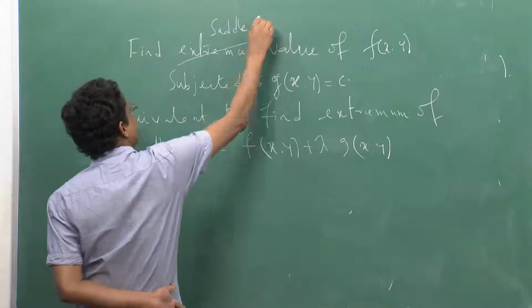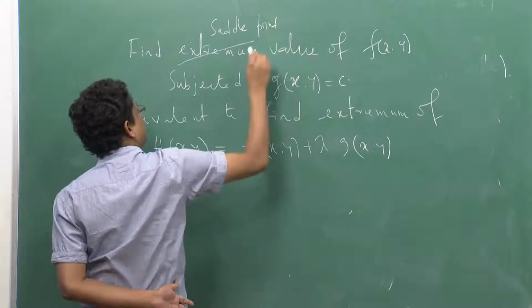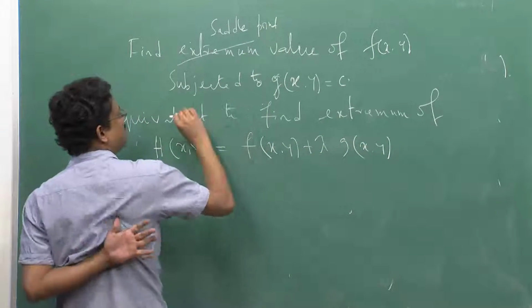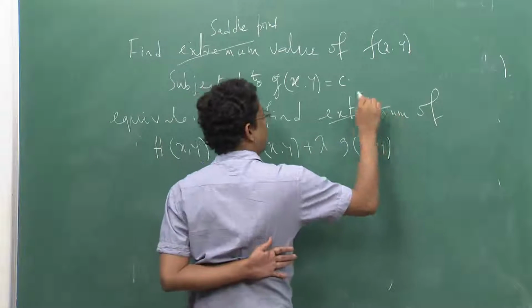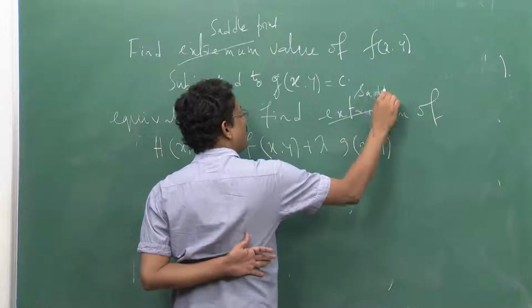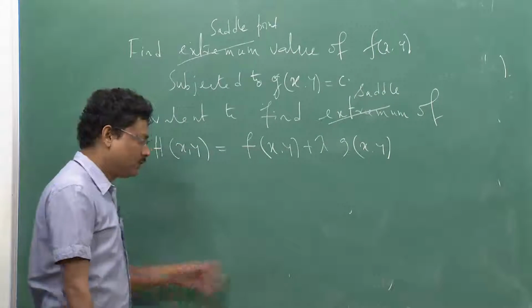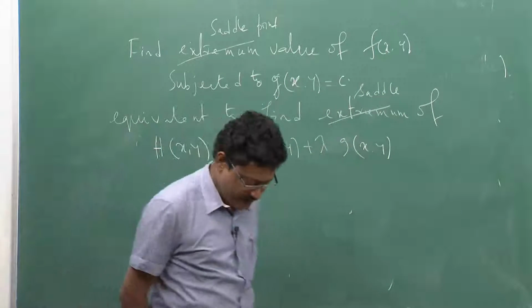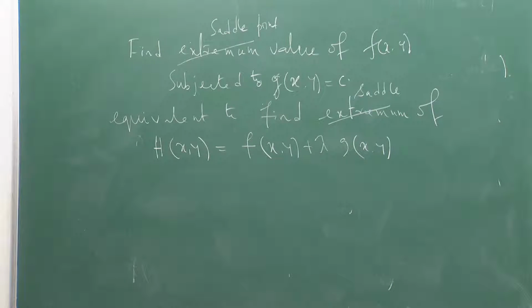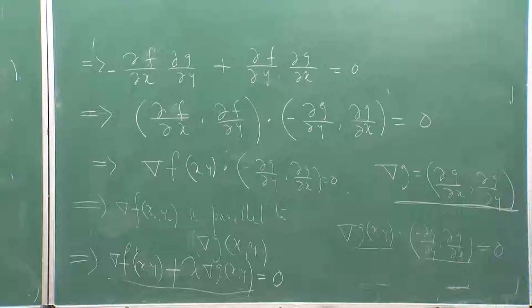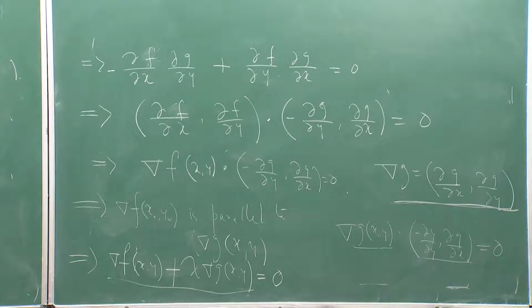Saddle point, because equating to 0 gives you a saddle point only. I will talk about it later, that this method only gives you a saddle point. If it is the maximum or minimum or extremum or it is not, that depends on the geometry of the problem. So, we have reduced the problem of finding at least the saddle point of f(x, y) subject to g(x, y) to a function H, f plus lambda g, and you find the extremum.